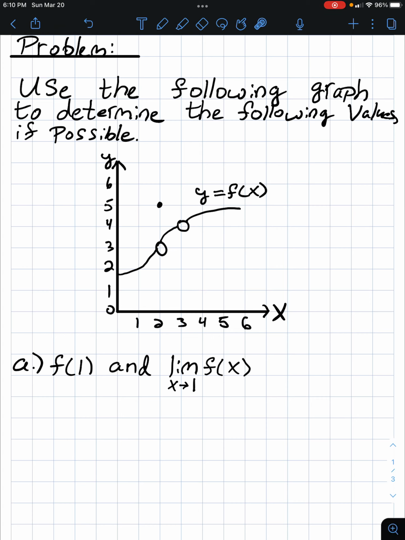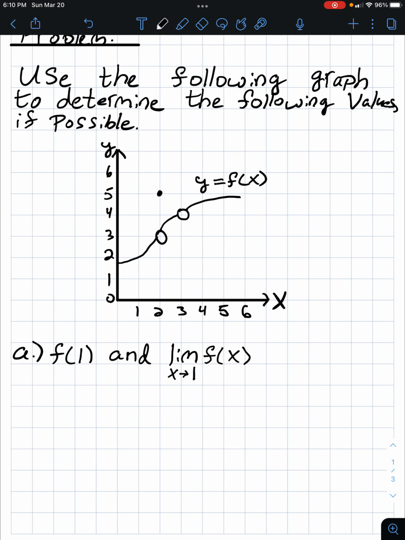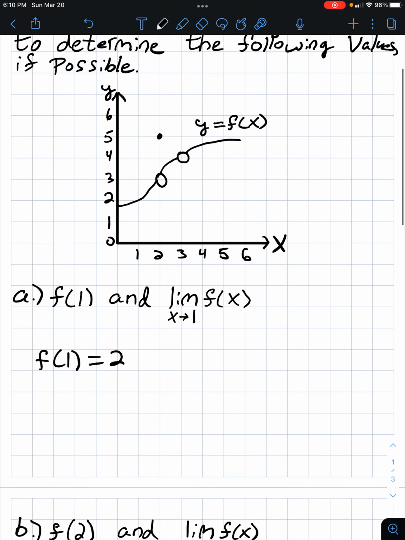Welcome back. Hopefully you were able to solve this problem. Now let's work on it together. So part A, let's first find f of 1. So f of 1, what does that correspond to? Well, that corresponds to this point right here. And what is this? Y is going to be equal to 2 when x is equal to 1. So for x equals 1, we go up, bang, it's 2. So f of 1 is equal to 2.